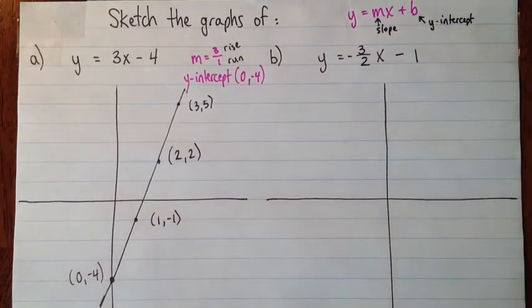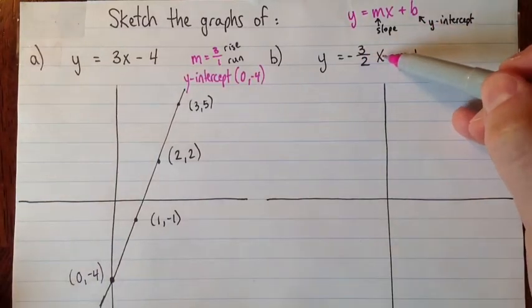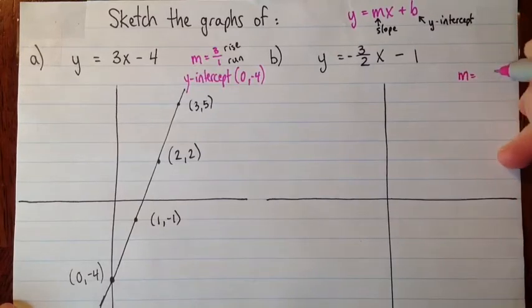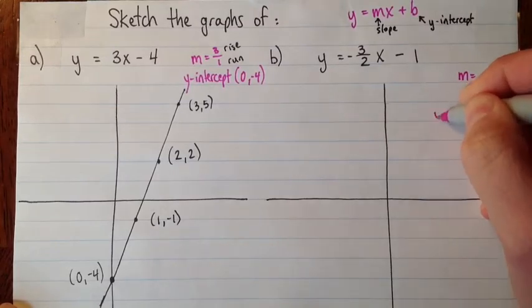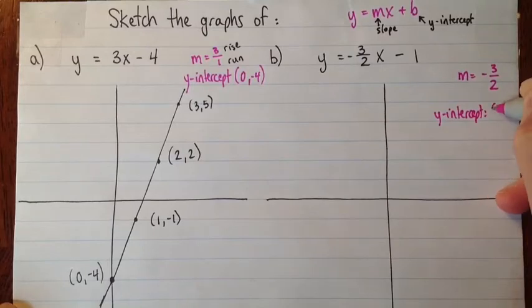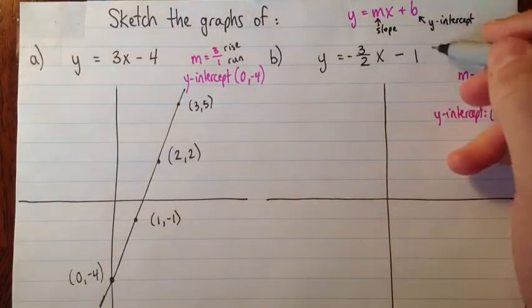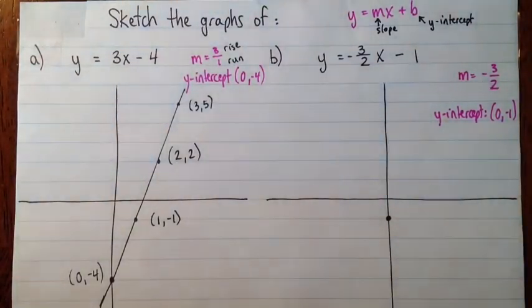Okay, for the next example, we've got y equals negative 3 over 2x minus 1. So the slope is negative 3 over 2. And the y-intercept is the point 0, negative 1. So we always have to start with the y-intercept, or with a point. In this case, the easiest point to use is the y-intercept. So that's the point 0, negative 1.